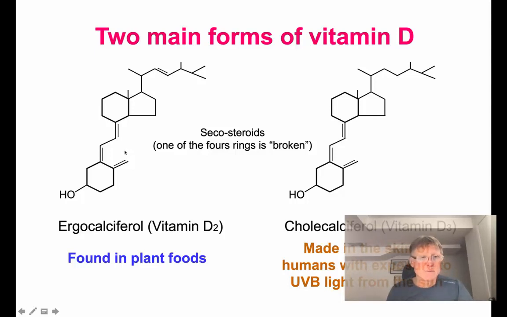So both vitamin D2 and vitamin D3 have this broken ring here, so they're what we call secosteroids. And again, D2 is found in plants, D3 in animal products, and this is the kind of vitamin that we make in our skin when we expose our body to UVB light from the sun.